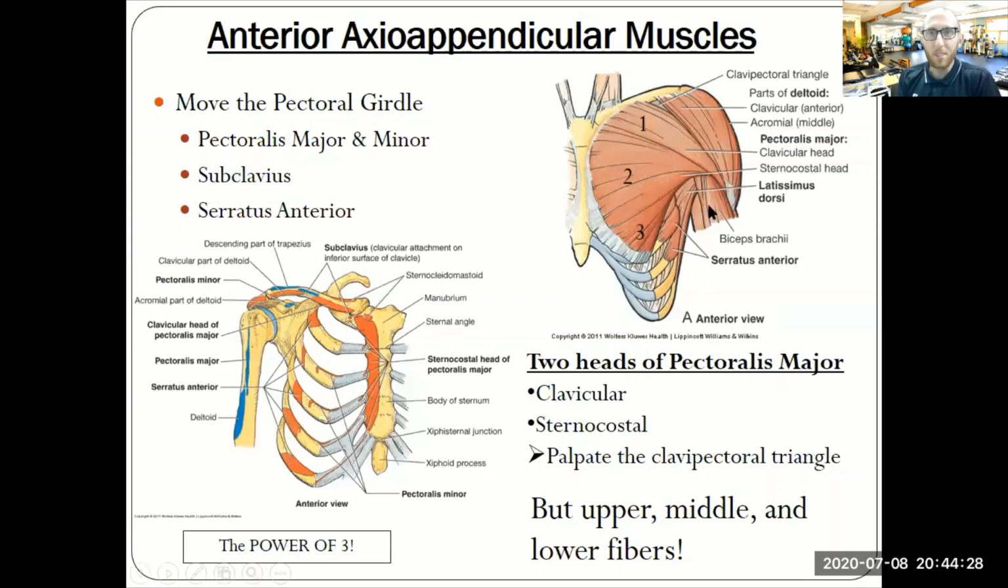Moving on, keeping things rolling. We're going to the anterior side, to the pectoral girdle. We're talking about the pectoralis major, the chest muscle, a huge muscle on the anterior part, so huge that it actually has two different heads, clavicular and sternocostal, and three different divisions: upper, middle, and lower fibers. We'll break these down in the next few slides, but again, power of three.